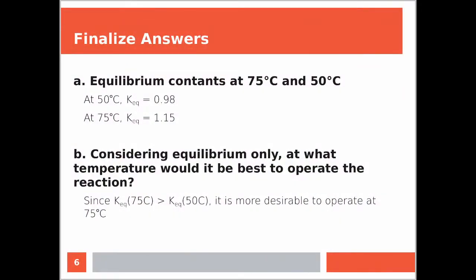Now, the next question: if you consider equilibrium only, at what temperature would it be best to operate the reaction? Comparing the two, we have a greater equilibrium constant at 75 degrees Celsius, and we want a higher equilibrium constant because it will produce a higher product concentration. So, based on this data only, it's more desirable to operate the reaction at 75 degrees Celsius. That is considering equilibrium only.